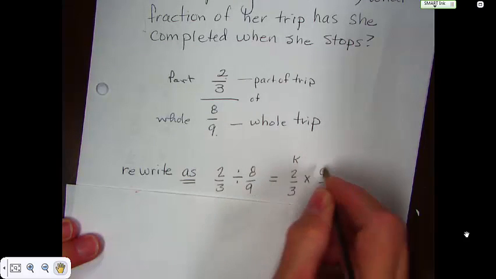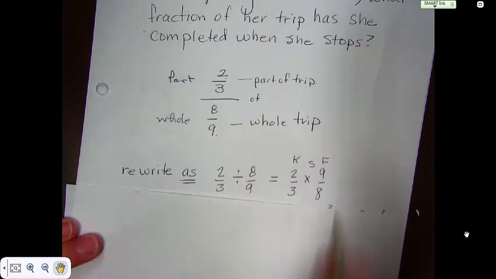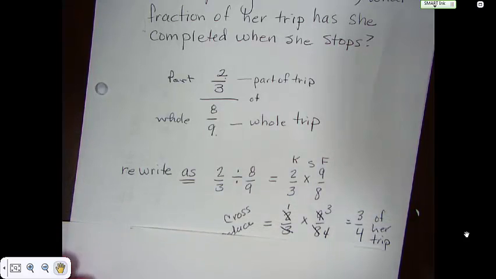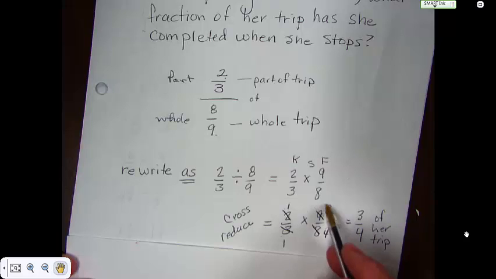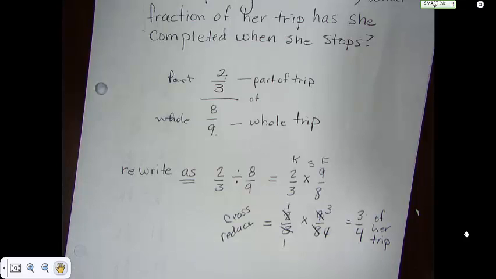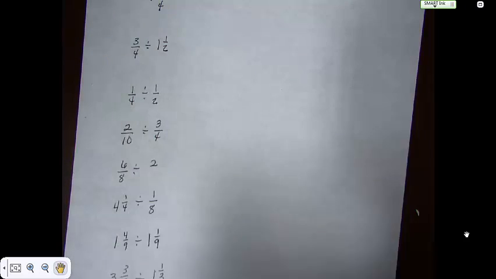Keep, switch, flip. Okay, and in this case I did cross reduce. I took the 2, goes into 2 once, into 8 4 times. 3 goes into 3 once, into 9 3 times. 1 times 3 is 3, 1 times 4 is 4. So when she stops at the ice cream parlor, she has completed 3/4 of her trip. Not too bad. You might want to go back and relook at that.